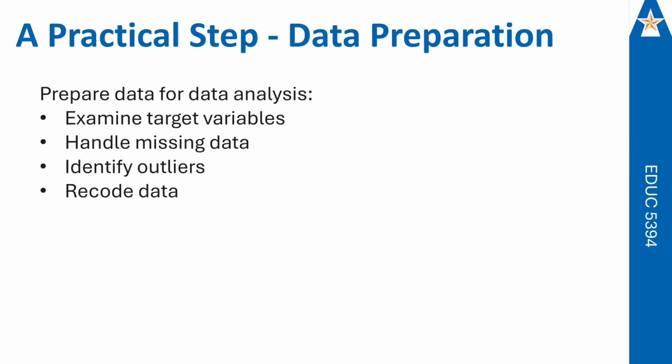Whether researchers use primary or secondary data, preparation is necessary before analysis. This process may involve examining target variables, handling missing data, identifying outliers, and recoding variables. Without appropriate preparation, analytical results may be misleading.